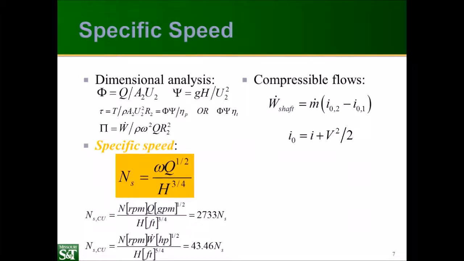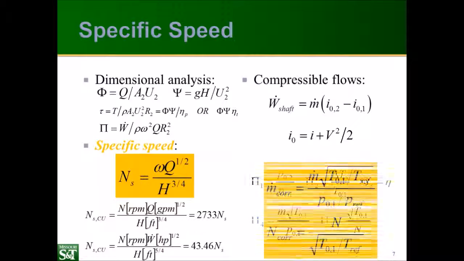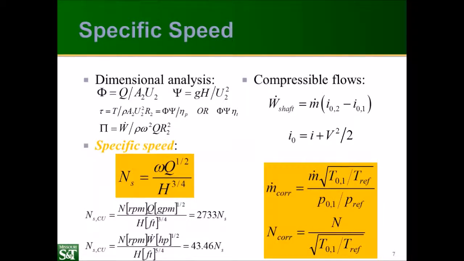We can also say that the flow in these types of machines is almost always very turbulent, so we can neglect the Reynolds number. And so we end up with a few important dimensionless parameters. However, this is more than we typically want to work with when we're looking at pump curves and graphing performance for turbomachines. So we often convert this to the corrected mass flow and the corrected speed.